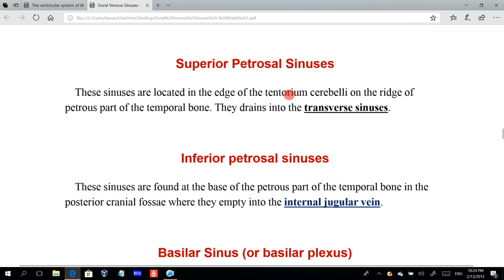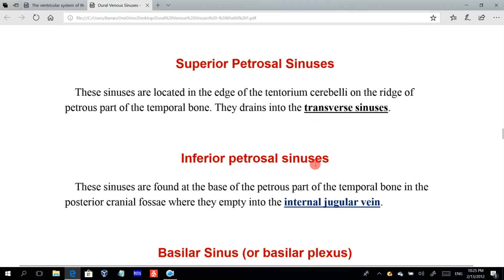So here, of course, the tentorium cerebelli is attached to this area of the petrous bone. Within this area the two layers of dura mater open to form a space along the upper part of the petrous bone, to form the superior petrosal sinus. Okay, they drain into the transverse sinus. Of course, the superior petrosal sinus will drain into the transverse sinus.